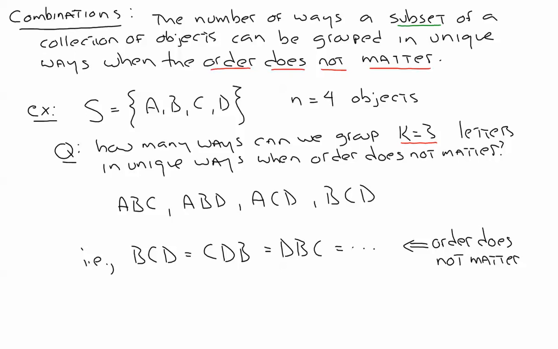For purposes of combination, the order does not matter. All right. There's a formula that will allow us to calculate the number of combinations. It looks like this. Combinations of n things taken k at a time equals n factorial divided by k factorial, also divided by n minus k factorial.